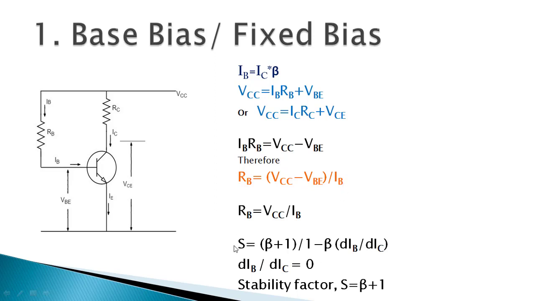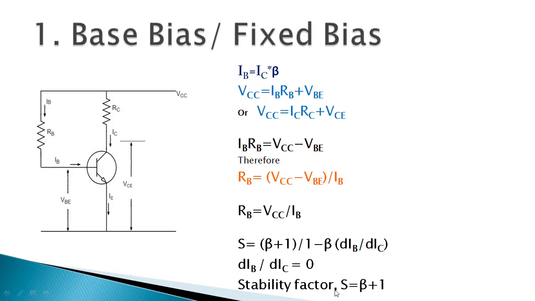So we have the generalized expression for the stability factor. S is equal to beta plus 1 divided by 1 minus beta into dIB divided by dIC. dIB divided by dIC is the change in base current with respect to collector current. Here the base current is independent of IC. There is no relation between IC and IB. So this change is equal to 0 in this bias, and the value is 0.